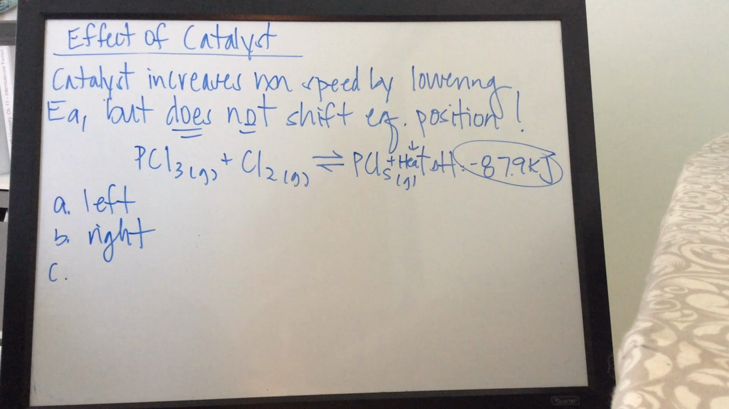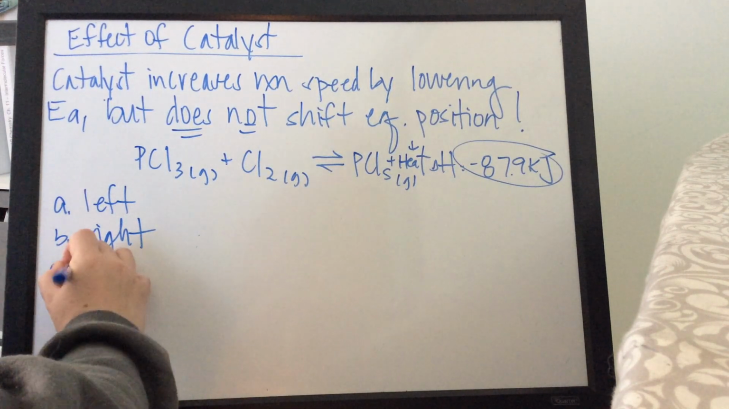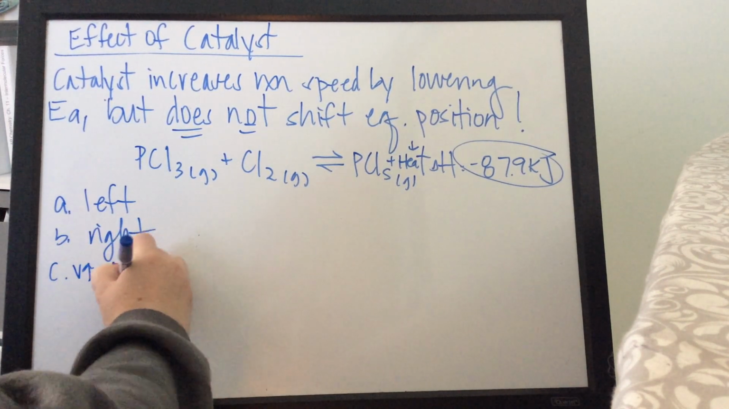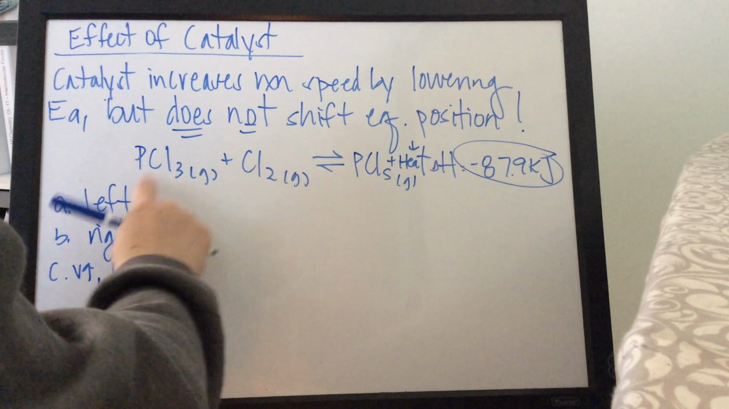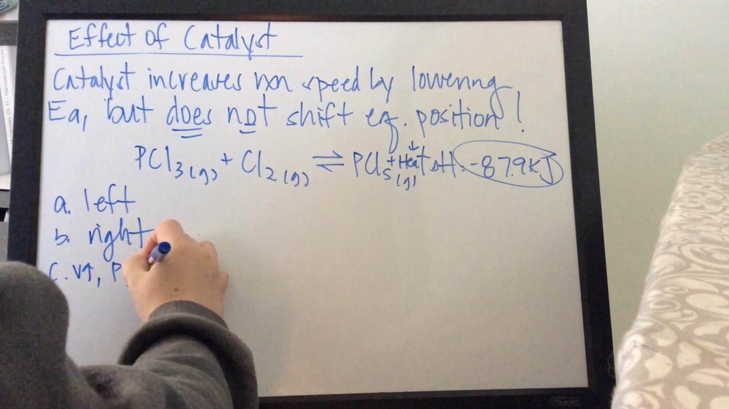Letter C, the volume of the container is increased. So volume increases, pressure decreases. Pressure's too low, we need to make more pressure, so it's going to shift to the side with 2 moles of gas instead of only 1 mole. So that would be left.